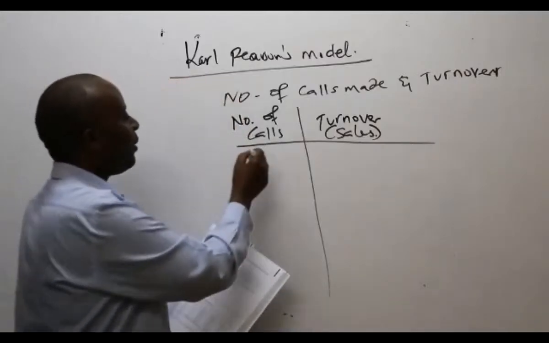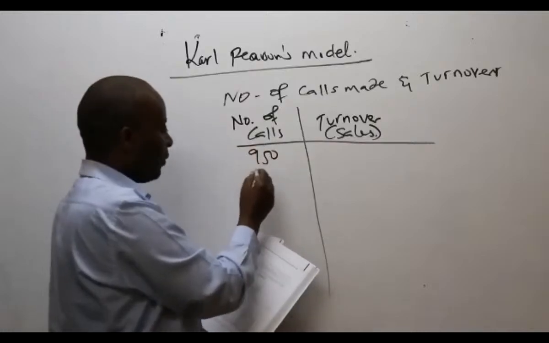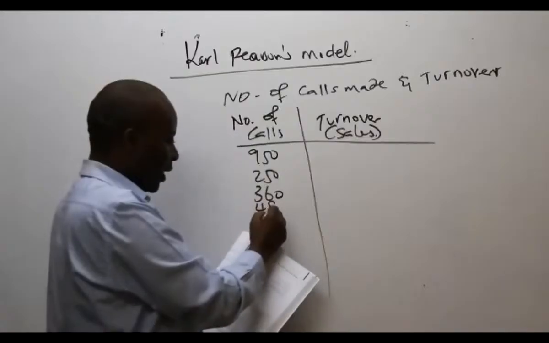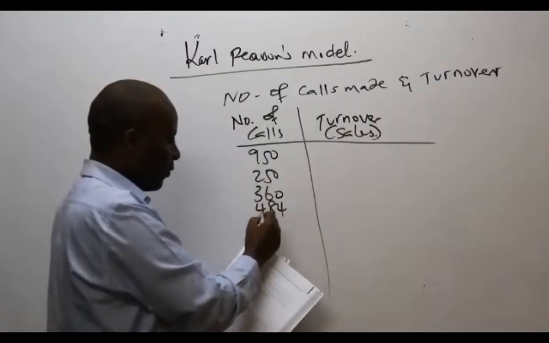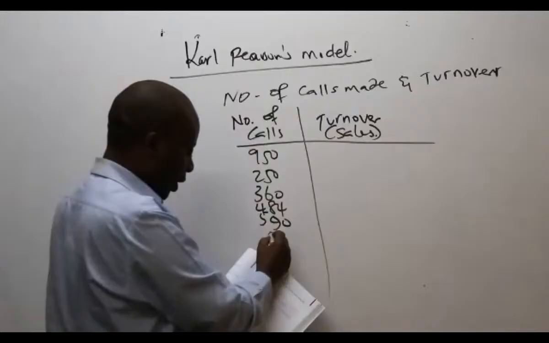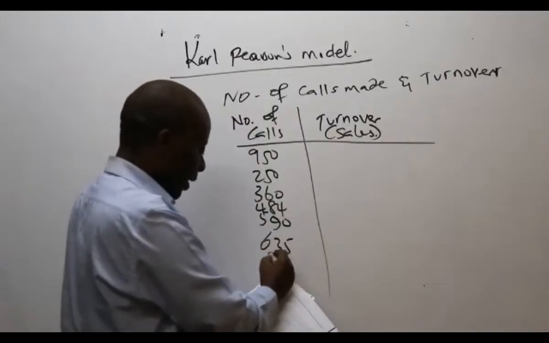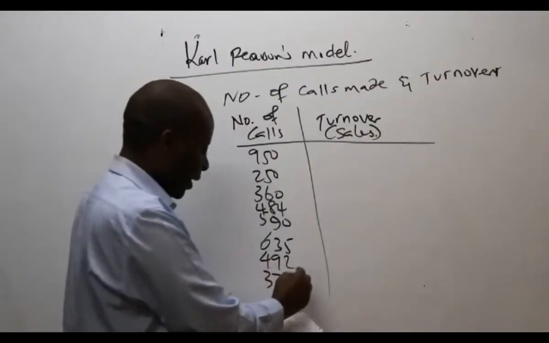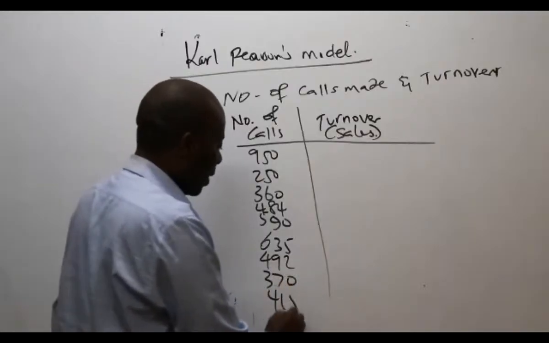So here they have given me 950. Here they have given me 250. Here we have 360. Here we have 484. Here we have got 590. Here we have got, ladies and gentlemen, 635. Here we have got 492. Here we have got 370, and then 415.